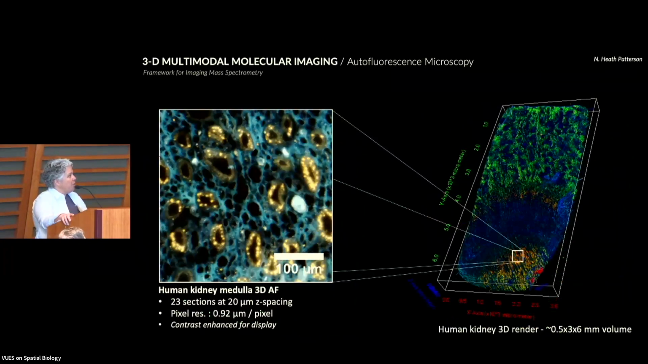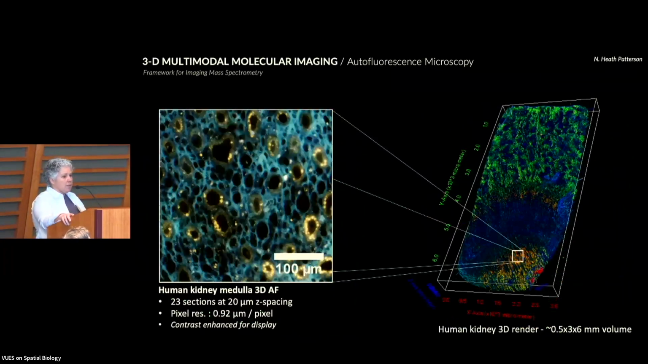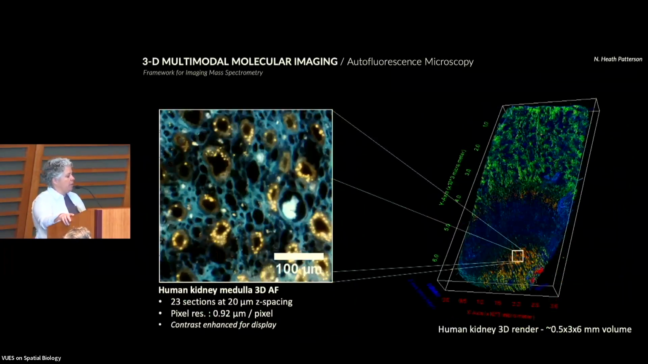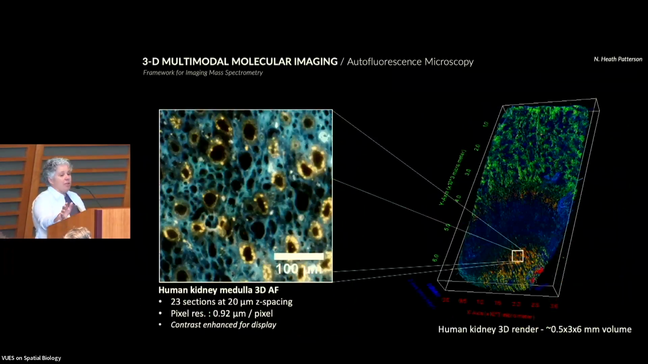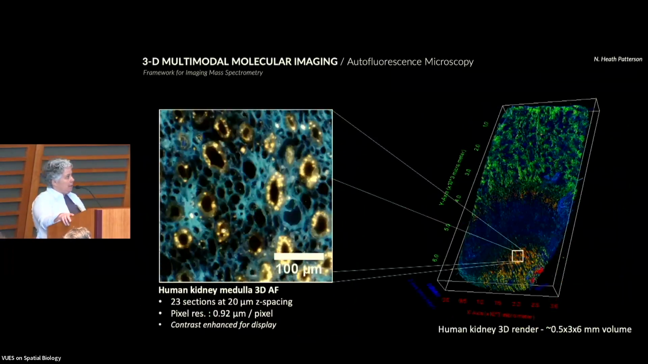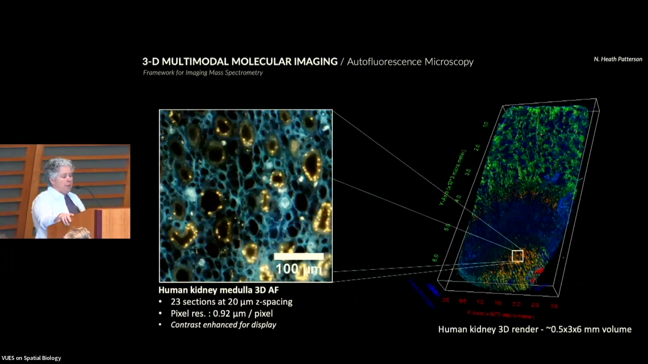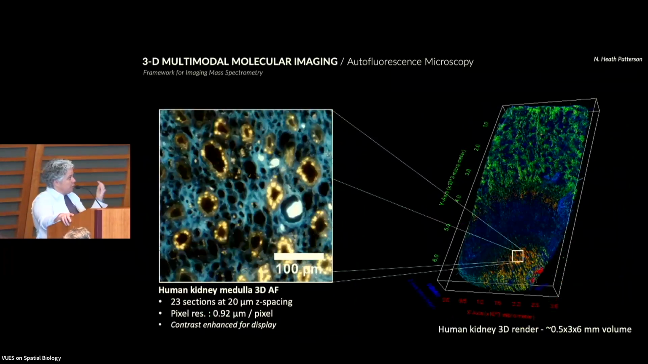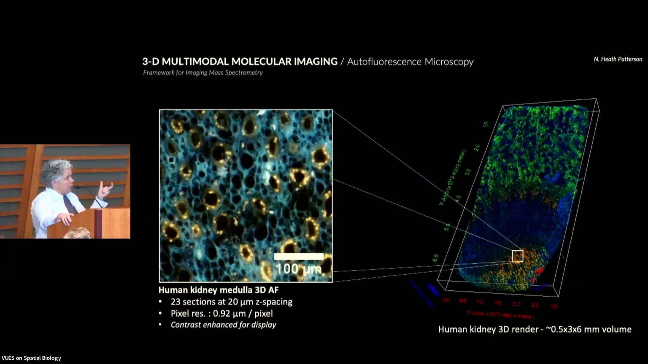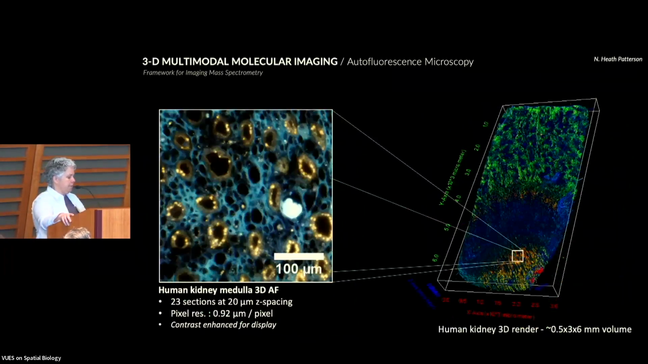And so, we want to lean back into some of the methods that we developed early on and leverage that autofluorescence microscopy. This was just a small proof of principle experiment showing that we can also collect the serial sections for autofluorescence and project those back into the 3D volume as well.